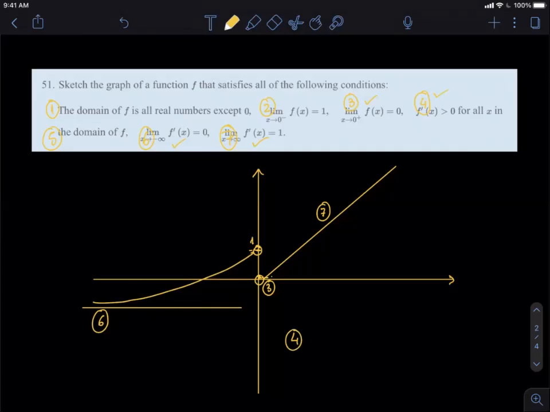And finally, the limit as x tends to 0 from the left is equal to 1. So that will be condition 2. And we left x equals 0 without a value. So the domain is all real numbers except for 0.